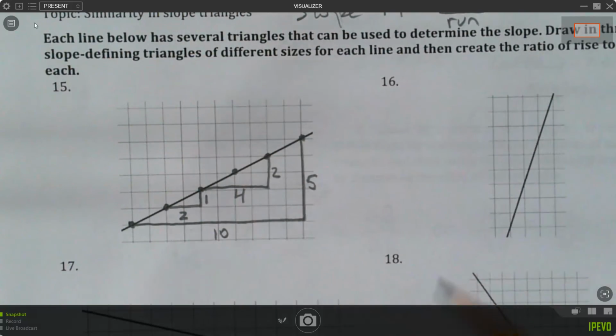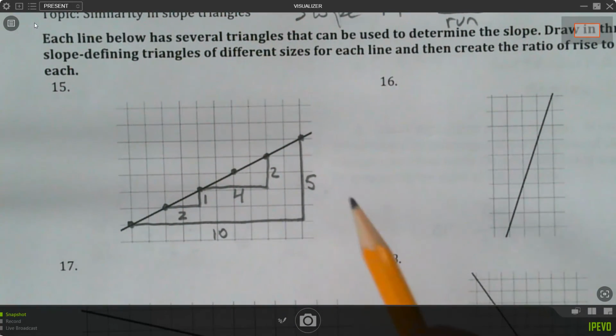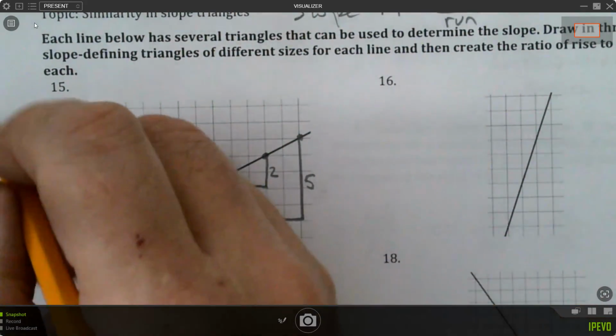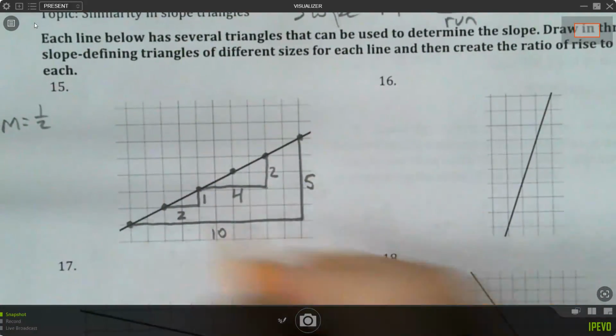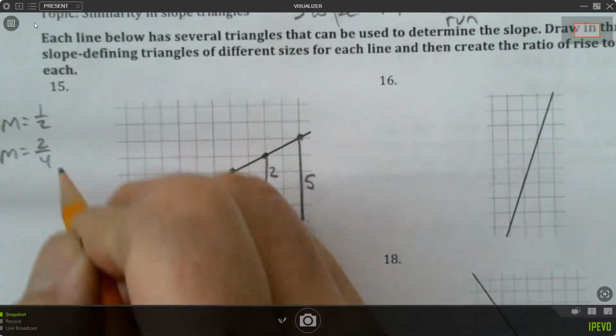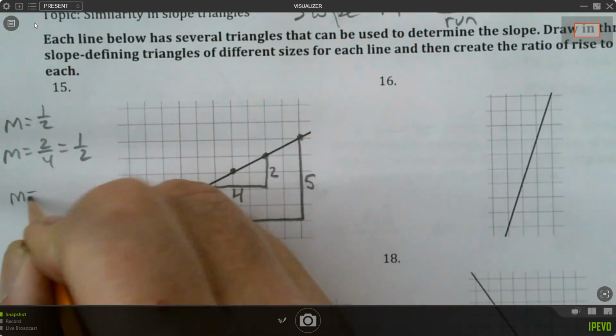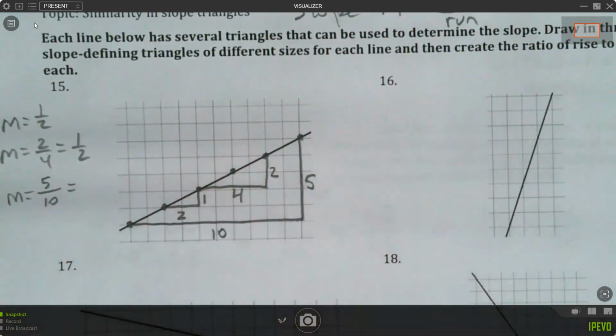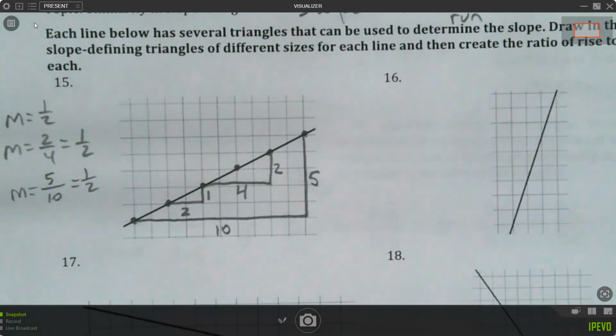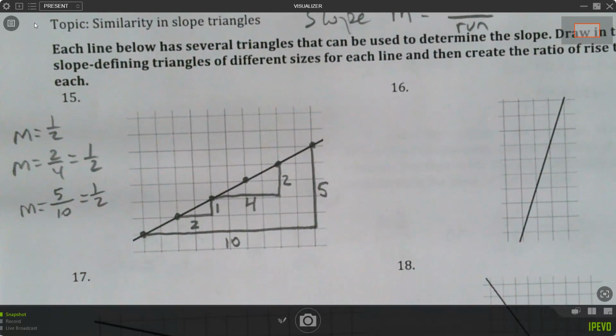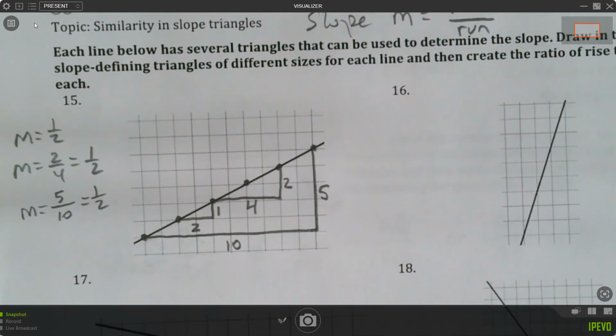10. And every single time, each of these triangles, what do you notice about all of these slopes? I've got M equal to 1/2, M equal to 2/4, which secretly equals 1/2, and M equals 5/10, which also secretly equals 1/2. So I used the figure to create 3 different slope triangles, and then wrote out the various ratios, simplifying them all. And I can see how my slope is 1/2.